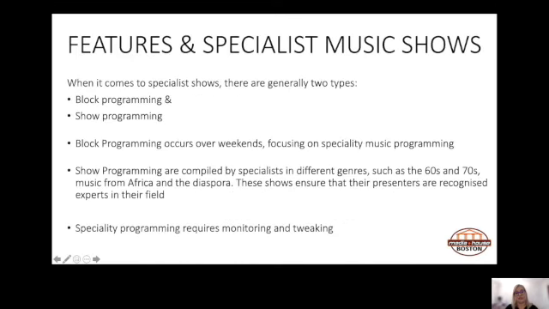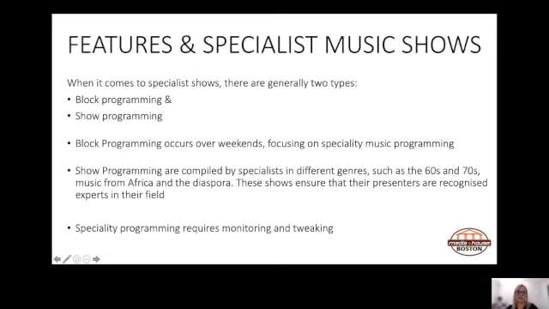The idea here is that the show ensures that their presenters are recognized experts in their field. So whoever does the show would be an expert in that specific category. In the same way, you get specialist features, where you have specialists. Let's say, for instance, The Money Show with Bruce Whitfield, the Ask a Man feature.